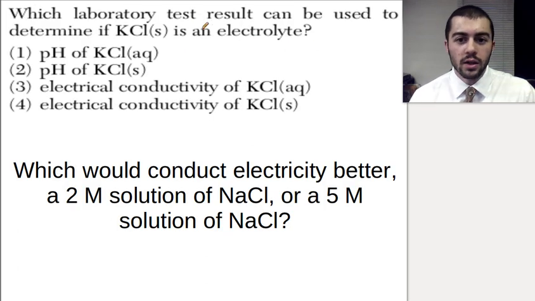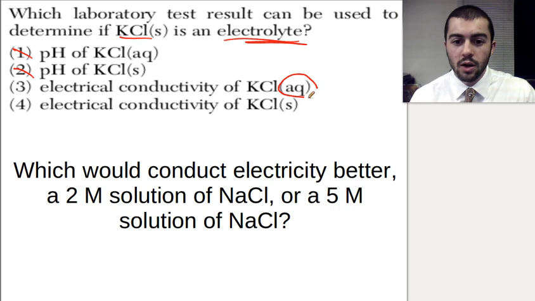Alright, a couple of final questions here. So we have a test result to determine if KCl is an electrolyte. What we said about electrolytes was that they're going to conduct electricity in solution, so that's the key. So we could take the pH. pH is an acid-base measurement. That's really not going to come into play here. But what we would want to know about is the electrical conductivity of KCl, because that's what an electrolyte is: something that conducts electricity well. So if we're trying to see if KCl is an electrolyte, we see if it is electrically conductive.